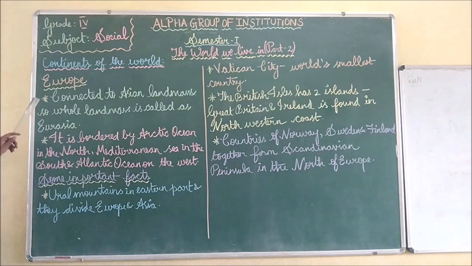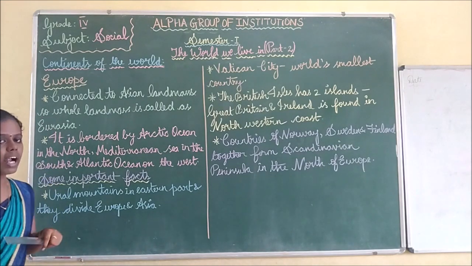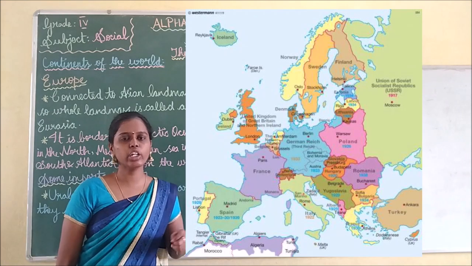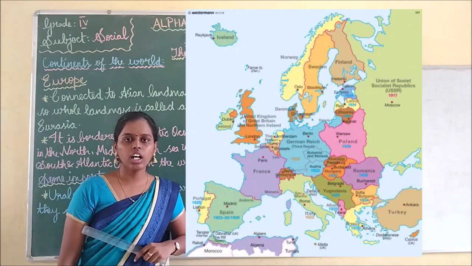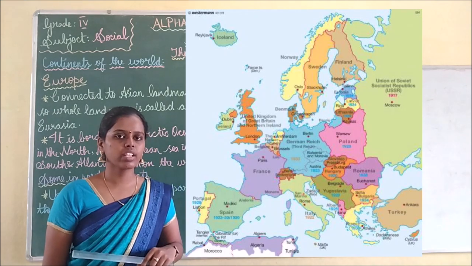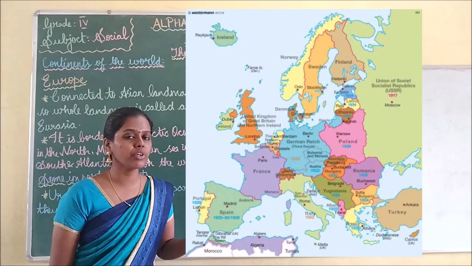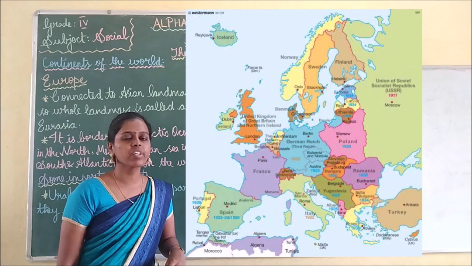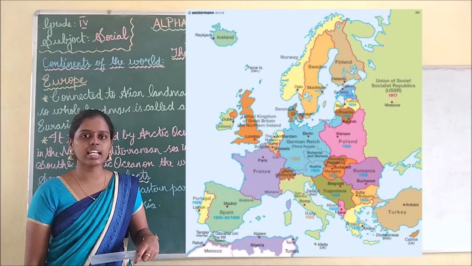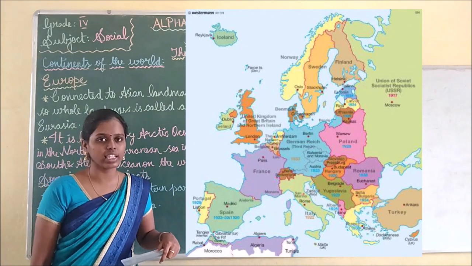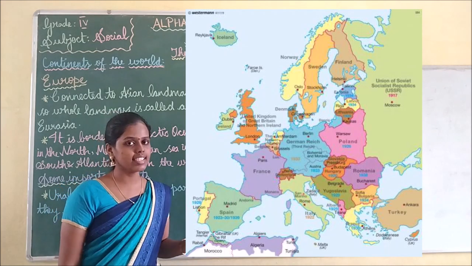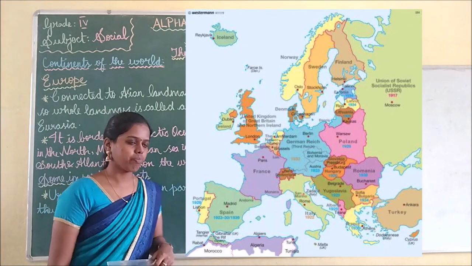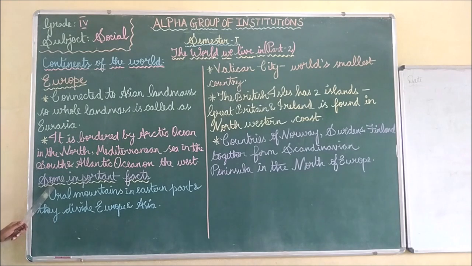Okay, this is the introduction of Europe, and now on the screen you are seeing the image of Europe. See, this is the image of Europe and all the places are marked in this map. So you can remember in the time of examination, and while reading also you can remember easily with the help of this picture. Okay, now we will see some of the important facts of Europe.